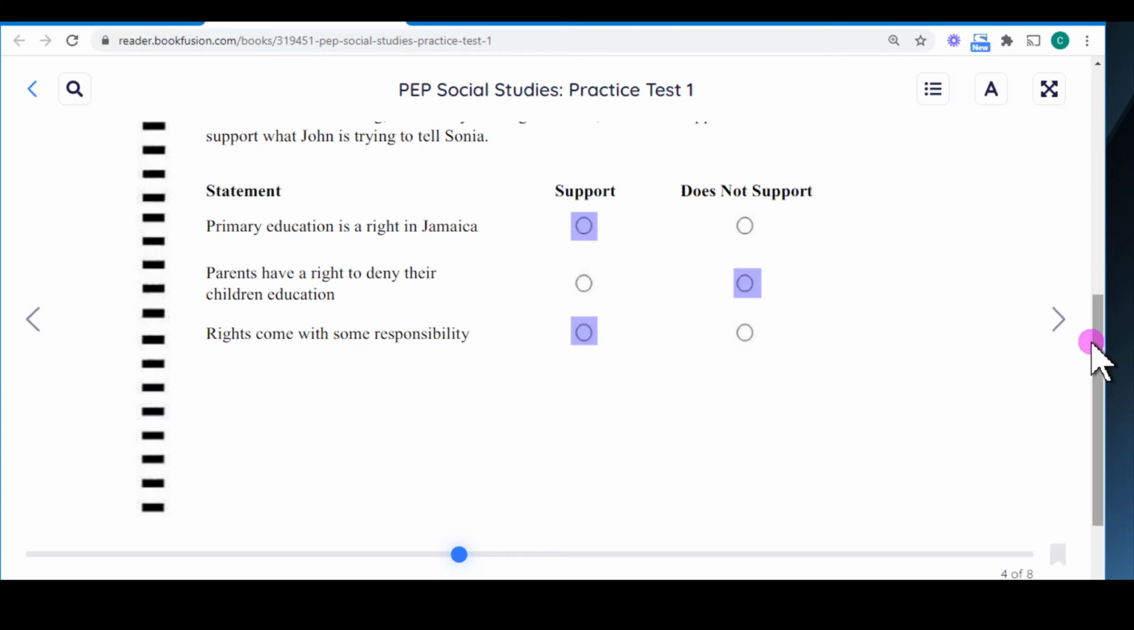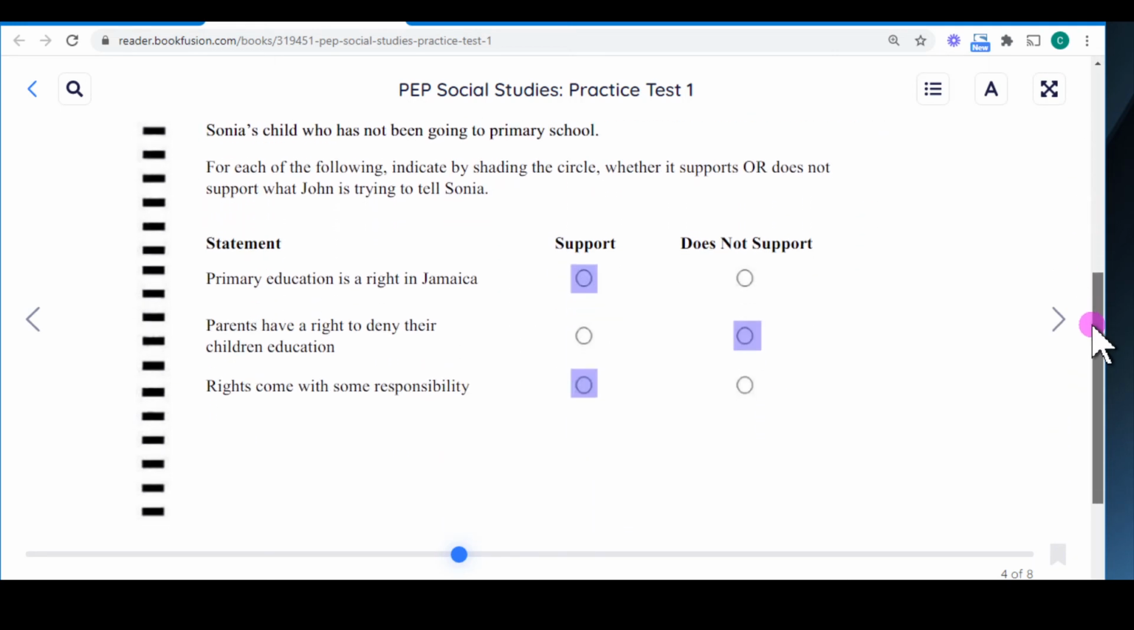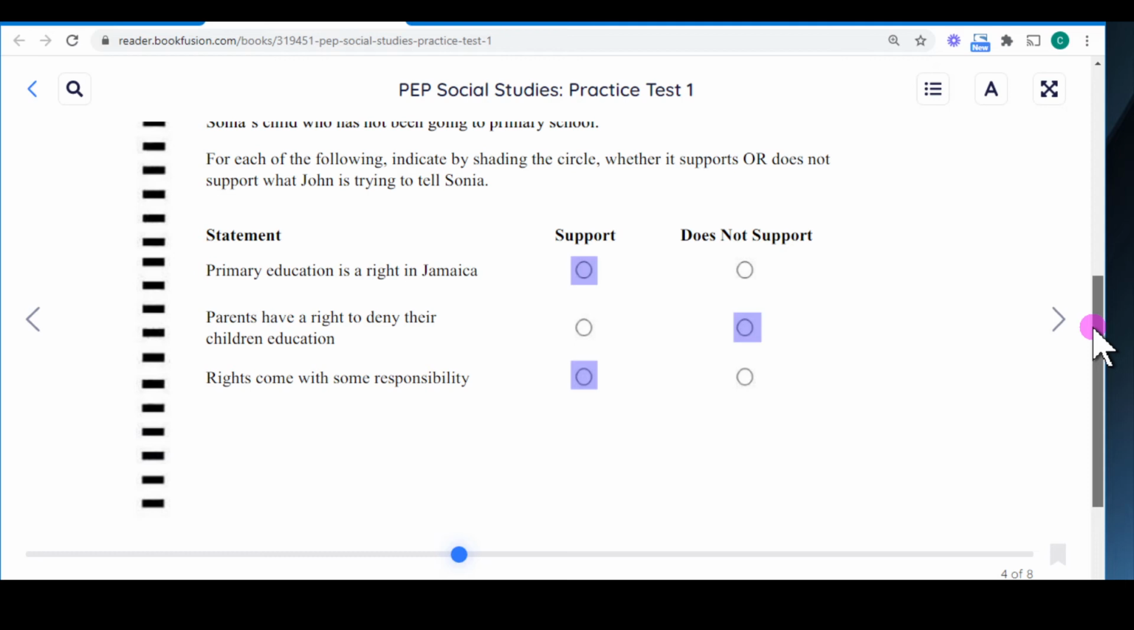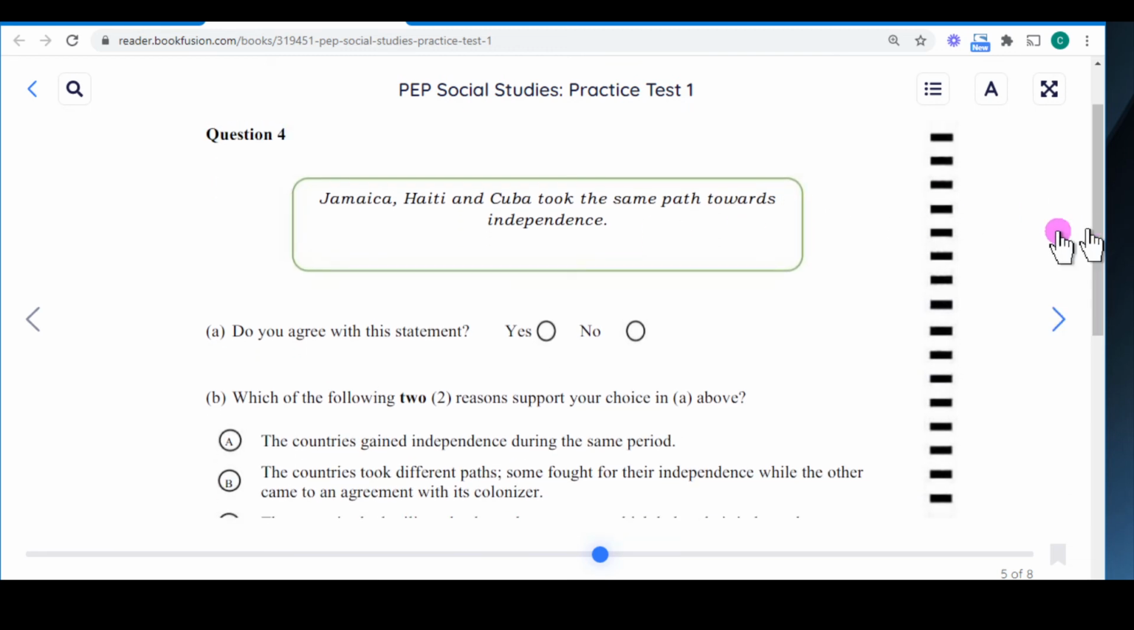All right, do we have anything else? Let me just double check. Okay, so we were asked to say support and not support. We have 3. I've done all 3. All right, let's go on to question 4. Here we have a little section here.